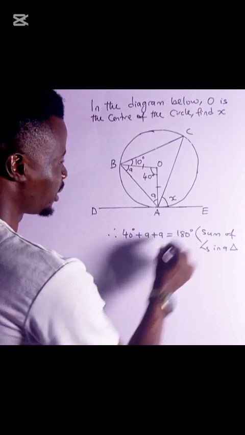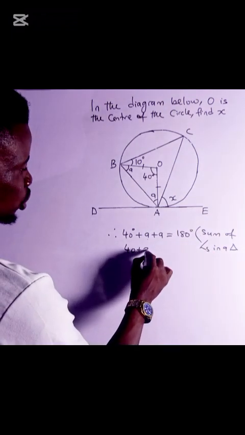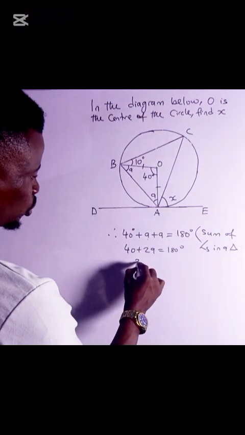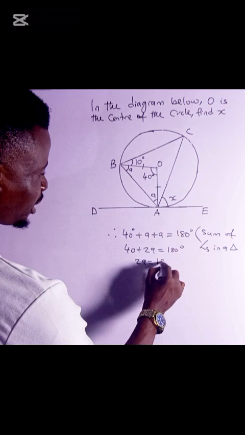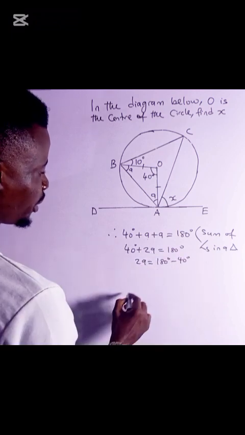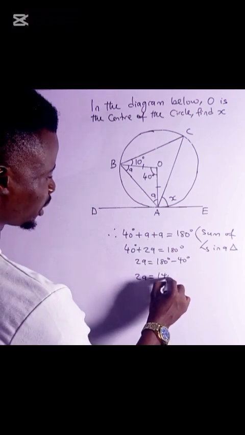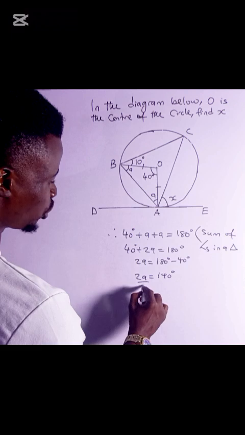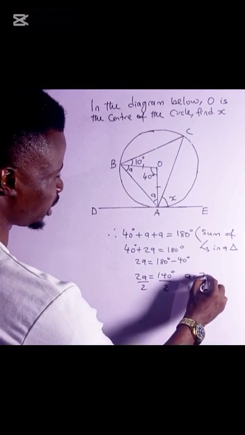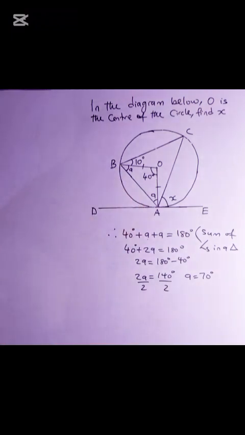So I have 180 degrees here. So 40 plus 2A is equal to 180 degrees. So my 2A is equal to 180 degrees minus 40 degrees. So my 2A is equal to what? 140 degrees. If you divide through by 2, you have what? A is equal to 70 degrees. So the angles here are actually 70 degrees.